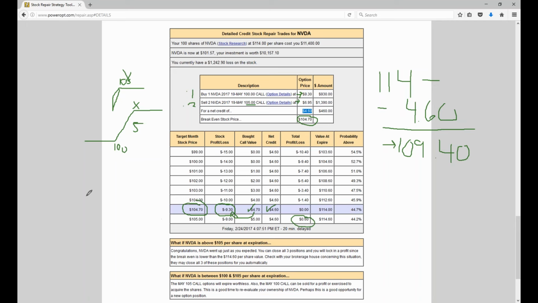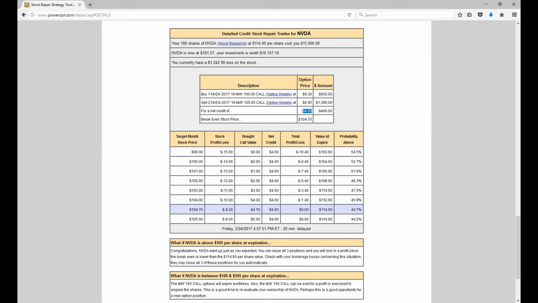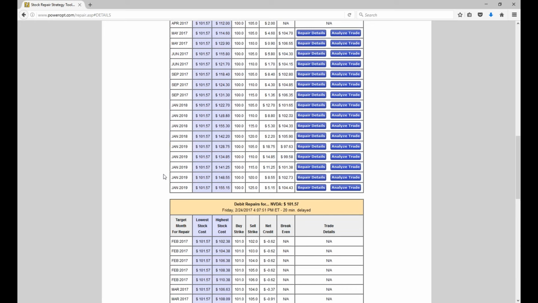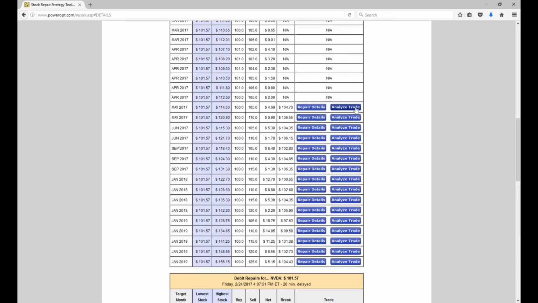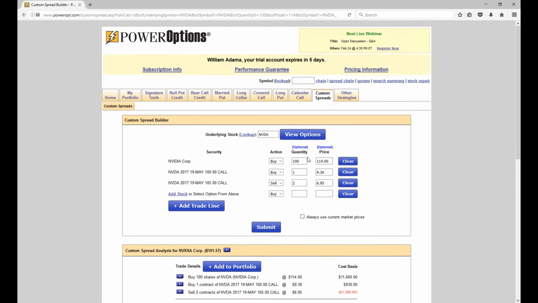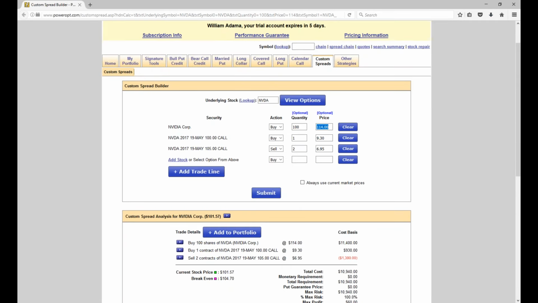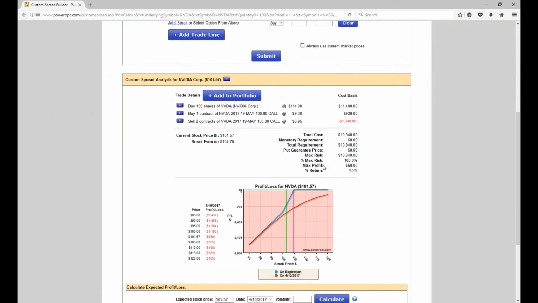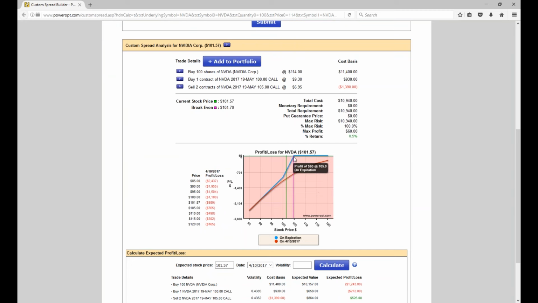Now, that might not sound very attractive, and it is out to May, which is about 75 days away. Okay, but let's go back up and let's look at analyze trade. Let's see this graphically now that we've run through the description. So we have 100 shares of stock at 114. We're buying one May 100 call at 930. You're selling two 105 calls at 695 for a total of 1390. So here's the repair. But remember, this right here is at 105.